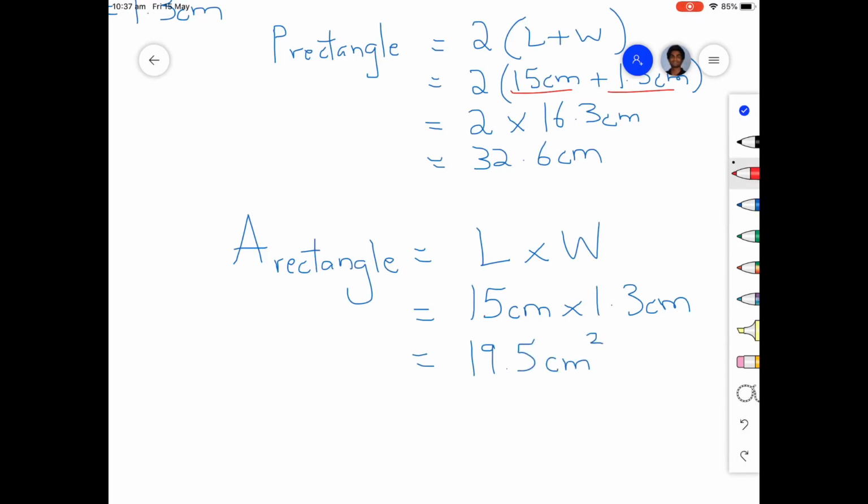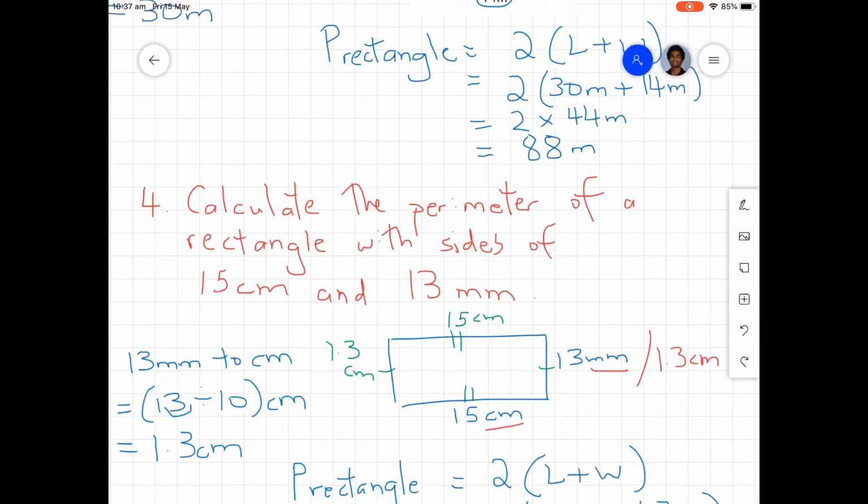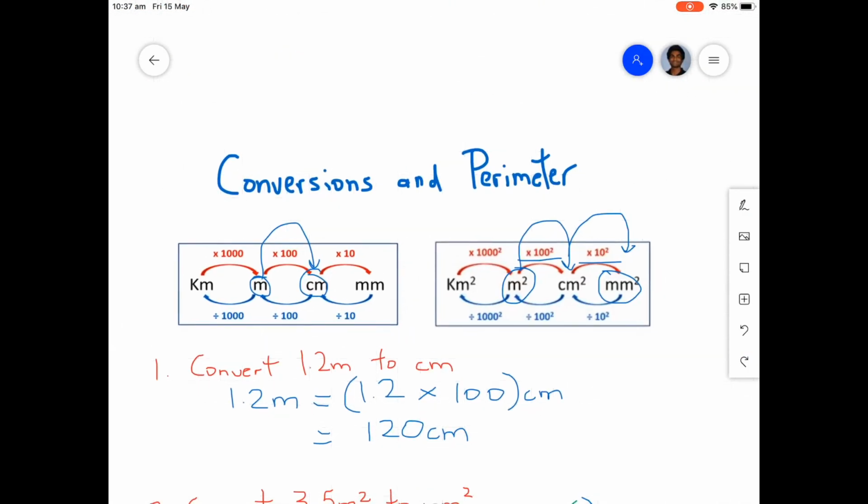So just remember, just like 4 times 4 equals 4 squared, centimeters times centimeters equals centimeters squared. So don't forget, every time you do an area question, your answer should always have squared units. So that's how you convert between units of length and area, and how you calculate the perimeter and area of a rectangle.